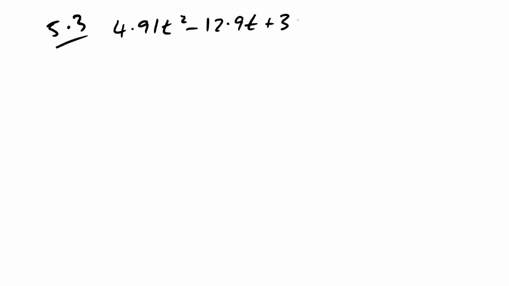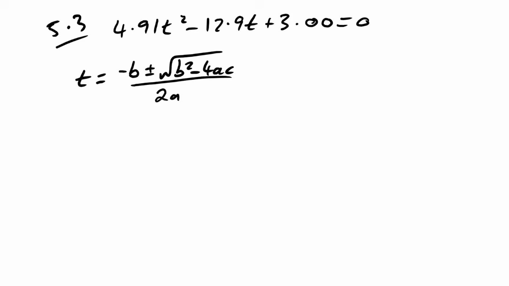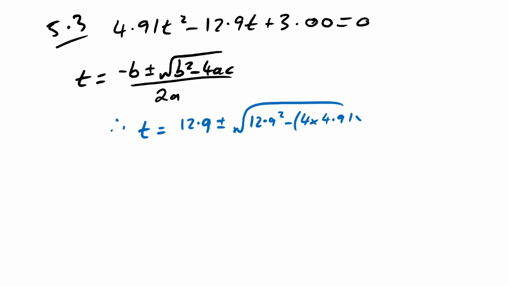So we're told that there are two solutions to this. Of course there are, because we have t squared in there, don't we? So this is one of the very, very few times where we're going to have to use the quadratic formula. So in our case, that's going to be equal to plus 12.9 plus or minus square root of, well, minus 12.9 squared, so that's just 12.9 squared, take away 4 lots of 4.91 times 3, all divided by, well, 9.81, isn't it? Because we're just going back to 2 lots of A.